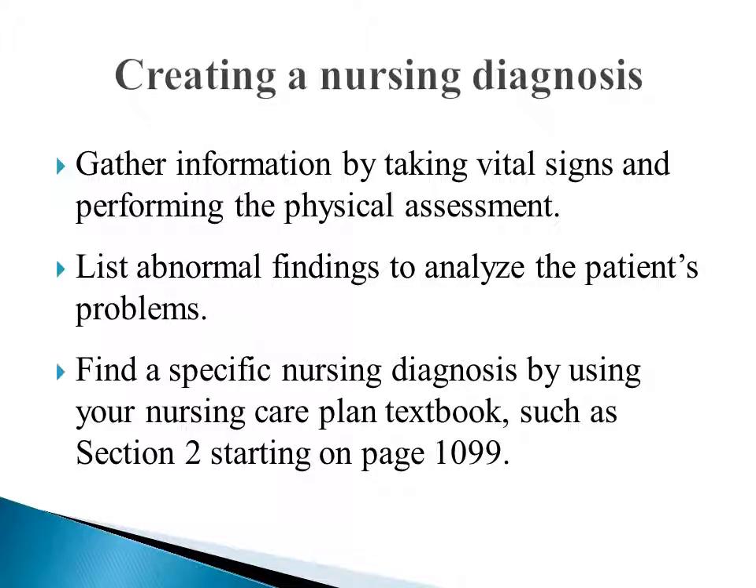The first step for creating a nursing diagnosis is to gather information about the patient by taking vital signs and performing a physical assessment. The second step is to list abnormal findings to analyze the patient's needs. In your care plan textbook on page 1099, the nursing diagnoses are categorized by the nursing focus of concerns. When you have determined an area of concern based on the abnormal findings, this section will help you narrow the nursing diagnoses. I would like you to pause the recording, turn to page 1099 in your nursing care plan textbook, and become familiar with this section. As you probably noticed, specific nursing diagnoses are listed for each nursing focus.